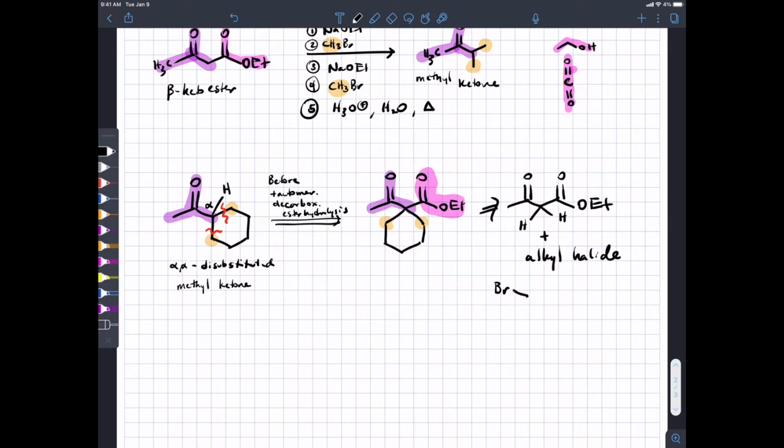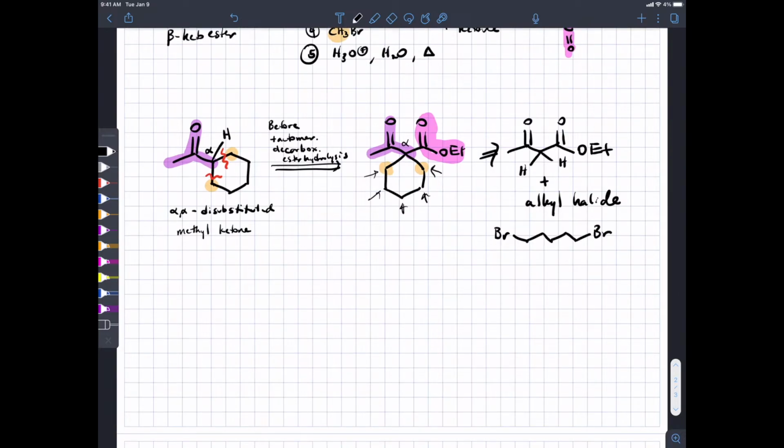Okay, a carbon chain, how many carbons am I going to need? 1, 2, 4. Or would it be 3? 1, 2, 3, 4, 5. The alpha carbon comes from the beta-keto ester. Everything else has to come from our alkyl halide. So yeah, I need a 5-carbon chain, 1, 2, 3, 4, 5. All right, so what's that going to look like?